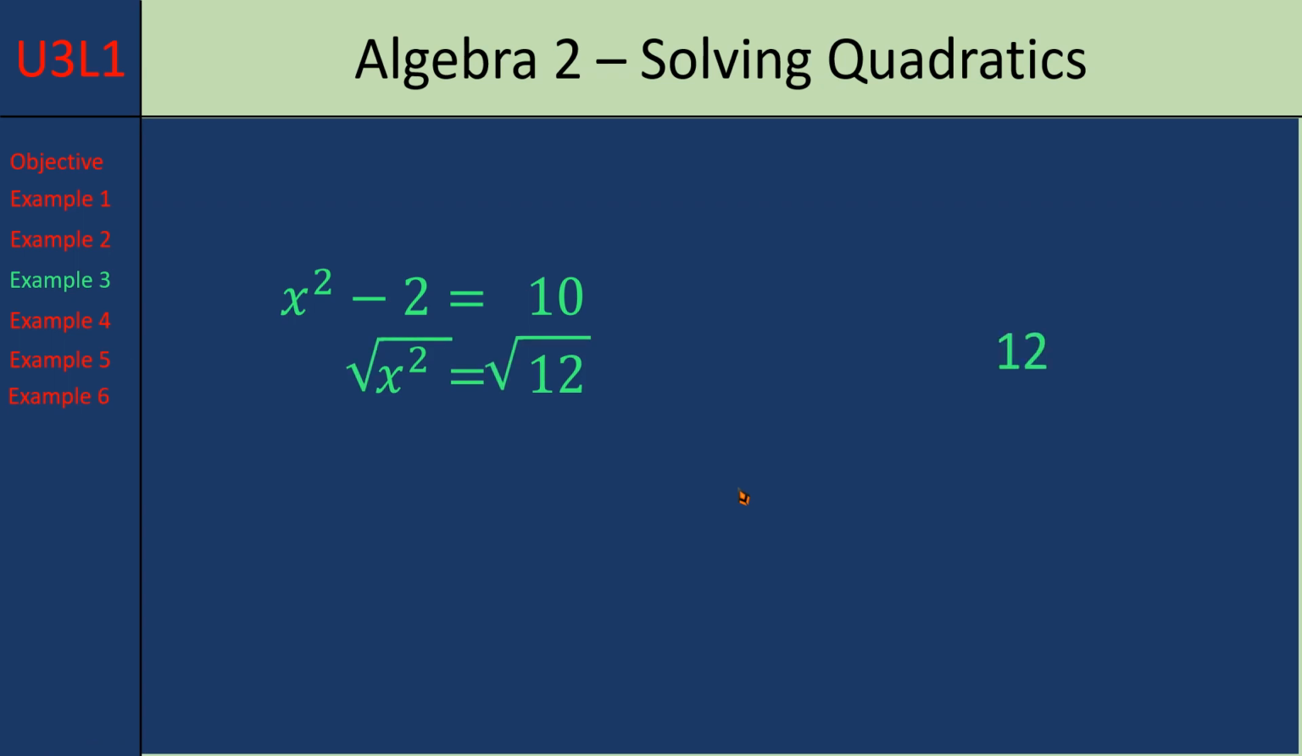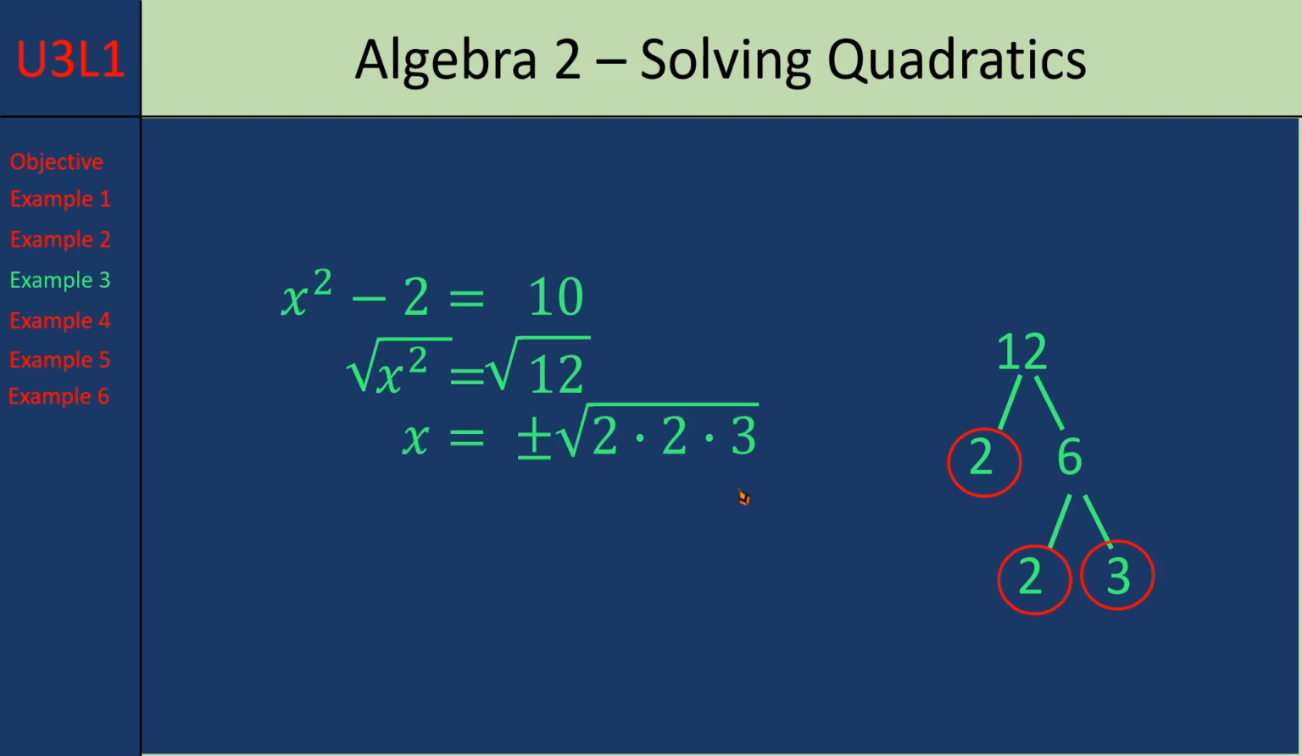Again, the 12, I need to break it down. 12 is 2 times 6. 2 is a prime. Done. 6 is 2 times 3. And I take those. So x is positive and negative radical 2 times 2 times 3. Here I have another pair of numbers that I can take out. So now I take those two 2's out. I have a 2 outside, right? So now I have x is equal to plus or minus 2 radical 3. The 3 is by itself, it can't come out.